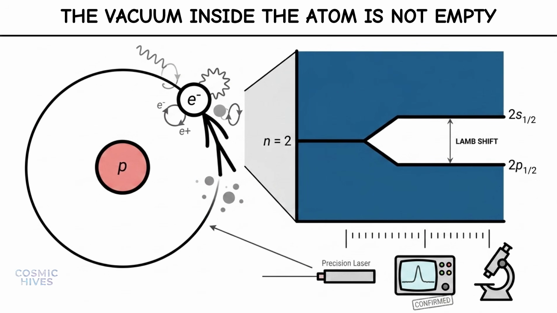Inside a hydrogen atom, virtual particle interactions produce a tiny, precisely measured shift in electron levels called the Lamb shift, confirmed experimentally in 1947 and calculated by quantum electrodynamics to extraordinary precision, one of the most accurately verified predictions in the entire history of physics.